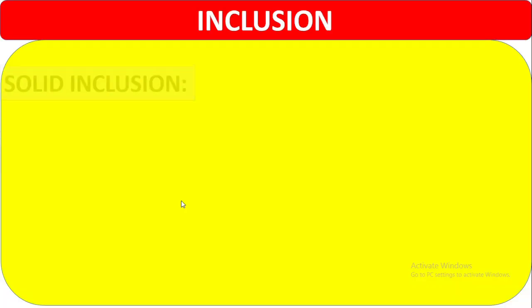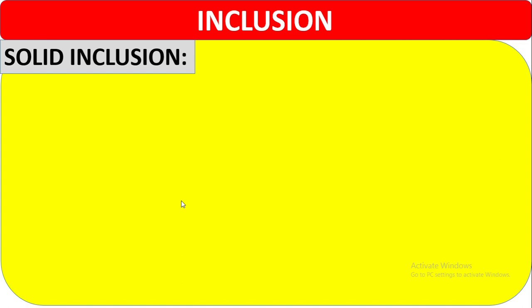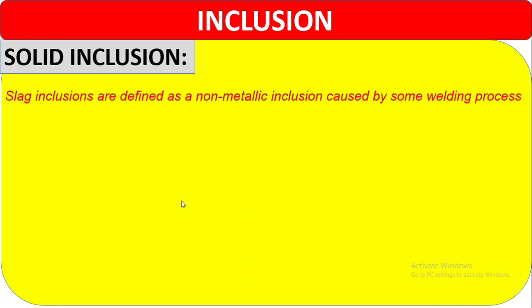Now we'll go for the inclusion, the second part, the solid inclusion. Gas cavities, you have finished, that is also inclusion. Now the solid inclusion. Solid inclusion means the slag inclusion. Slag is generated when you are doing the welding. So slag inclusions are defined as non-metallic inclusions caused by some welding process. In the welding process, you can find that slag is generated inside the weld, that is called the slag inclusion. That is also called the solid inclusion.